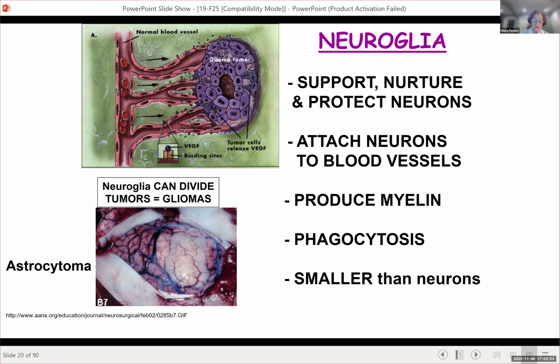Neurons usually don't develop cancer because they do not have the capability of undergoing mitosis. They are in the G0 phase, but the neuroglia can, unfortunately, differentiate or develop into cancer. For example, here's an astrocytoma. That means it's an astrocyte that formed this cancer.